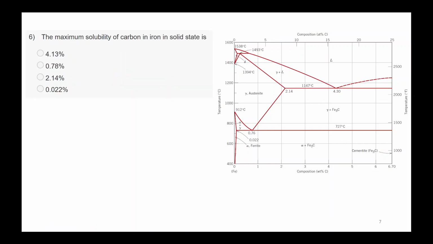Sixth question is: the maximum solubility of carbon in iron in solid state is. Your options are 4.13%, 0.78%, 2.14% or 0.022%. So for maximum solubility of carbon, you can choose between delta iron, gamma iron and alpha iron. Among these three, you know that austenite has the highest solubility, and its maximum solubility is at the eutectic temperature, which is 2.14. So this will be your answer.